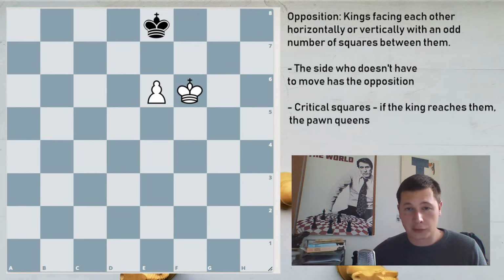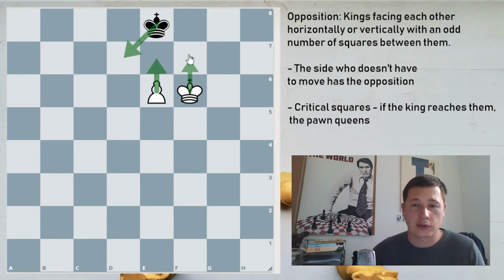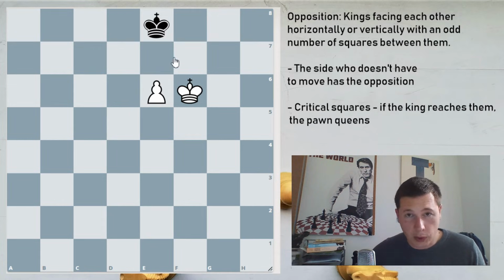If it's white to move, then of course white wins easily. White plays the move e7, and after e7, the black king has to move. The only square is d7, and then white is going to play king f7 and win. So if it's white to move, white wins easily. Why does white win easily?